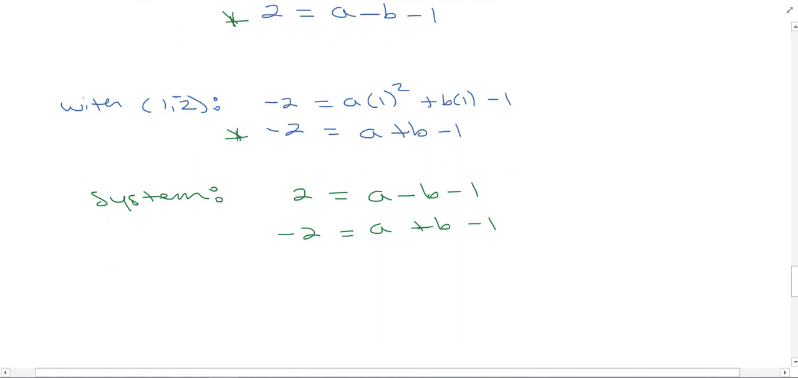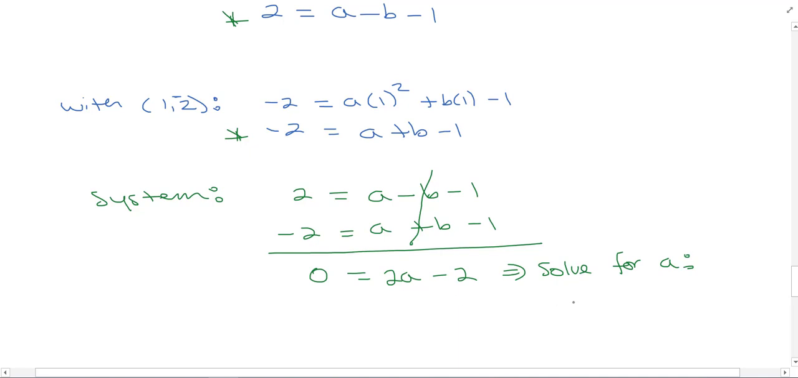The nice thing about this is that b already has opposite signs, so I can add the equations and those cancel out. So negative 2 plus 2 is 0, and I have a plus a is 2a, and minus 1 minus 1 is minus 2. And so from here, solve for a.